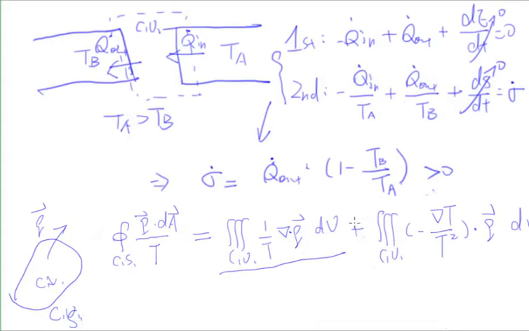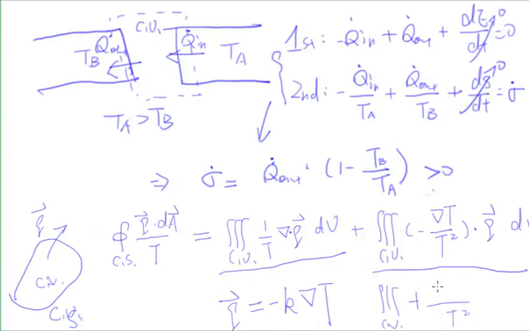As for this part, if we further apply Fourier's law, we get q equals minus k gradient of T, and this will actually become a squared gradient term. It is always non-negative, so that's the irreversible entropy generation due to heat transfer.